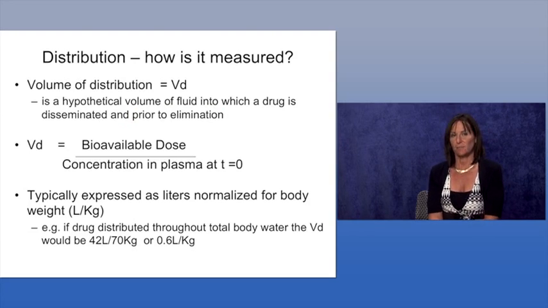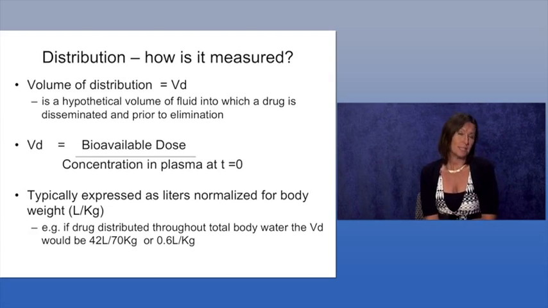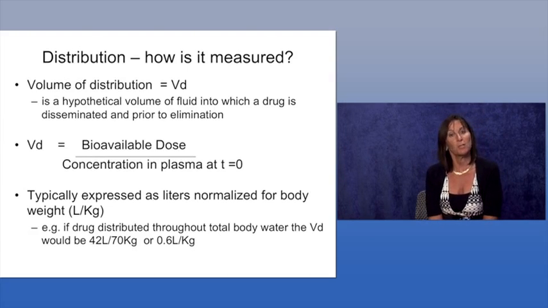So how do we calculate it? Well, the volume of distribution is the bioavailable dose, remember what we talked about previously, divided by the concentration in plasma at time zero. So just think about that IV administration. You inject the drug, let's say as a bolus, it's that concentration in plasma at time zero. Bioavailable dose divided by the concentration in plasma at time zero. It's typically expressed as liters, normalized for body weight. This makes it a transferable value. So this is represented as liters per kilogram.